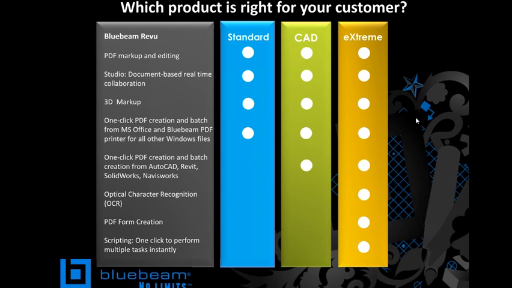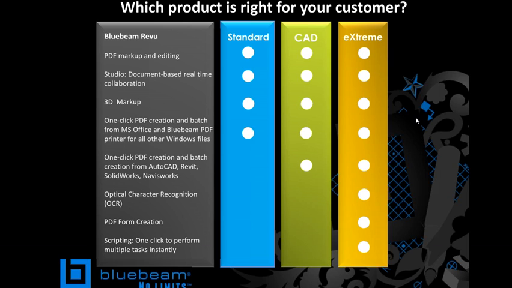Now, our product comes in 3 different versions, and this is just a really simple chart to give you an idea of which Revu would be right for you. We start off with our standard version, but we like to say that it's anything but standard because it includes all of your PDF markup and editing. It also includes access to Studio, which is our real-time document-based collaboration, and then 3D markups. The standard version also comes with plugins for one-click PDF creation and batch creation from Microsoft Office.